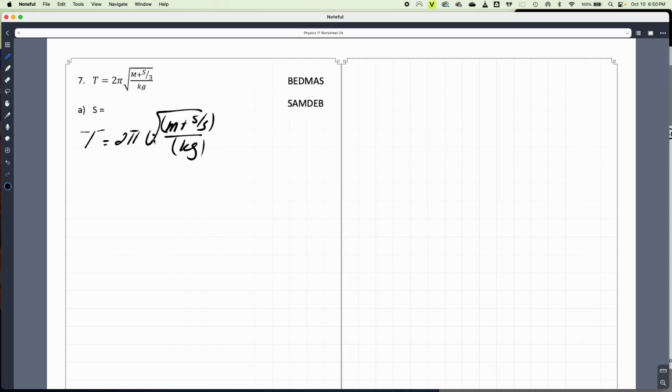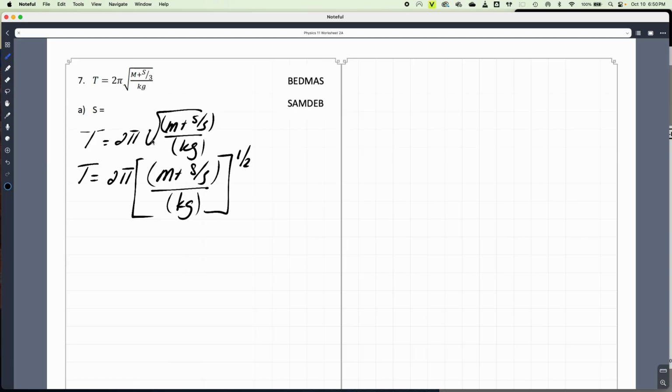Now, we have a radical sign that represents square root. We don't actually see that in BEDMAS or SAMDEB, so I'm going to rewrite this so that we can figure out how to deal with this square root. It's m plus s over 3, that's the numerator, over kg, the denominator. And instead of writing it as square root, I'm going to write it as exponent 1/2, which is equivalent to the square root. So let's just highlight what the variable is that we're solving for, and that's s.